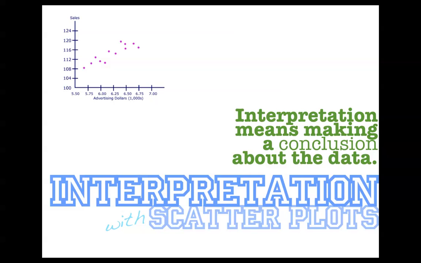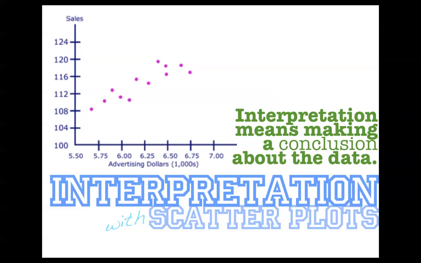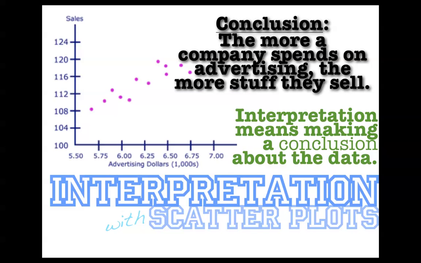Interpretation means making a conclusion about the data, and I think you know what a conclusion is. A conclusion is when you look at something and you come up with what the point of it is, right? So if you look at this data, it's talking about how many dollars certain companies spent on advertising and then how much they sold. If I wanted to make a conclusion using this scatter plot, I would look and see that there's positive correlation here, and that means the more a company spends on advertising, the more stuff they sell. That's a conclusion that you can come to based on this scatter plot.